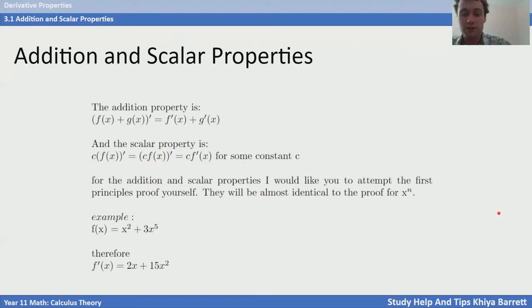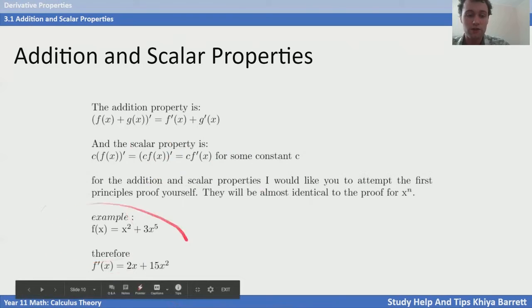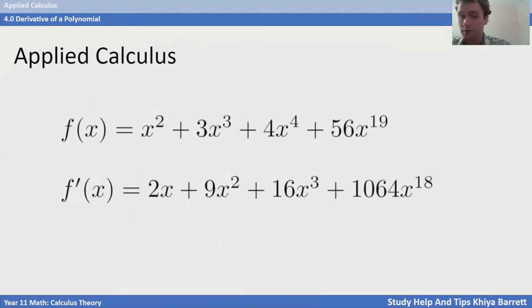I would like you to attempt the first principles proof yourself. They will be almost identical to the proof for x^n. So I would like you to try and get this function here and prove that it equals this using first principles. Here's an example of applied calculus.